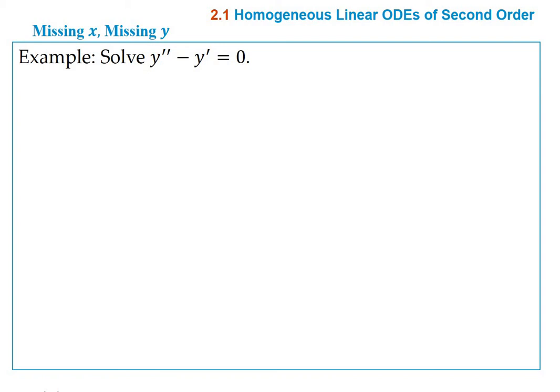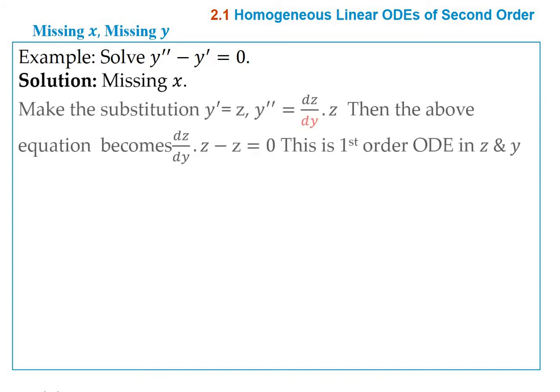Now someone can say, oh, this is missing y, and again this is missing x. I'm going to use missing x because it's a little bit more general, because they are both the same substitution, but I try to avoid introducing x in my ODE. Okay, so this is missing x. Make the substitution y prime equals z, so y double prime will be z times dz over dy. So if you plug those two into the equation, you will get, instead of y double prime, dz over dy times z minus z equals 0, and basically this is a first order ODE in z and y.